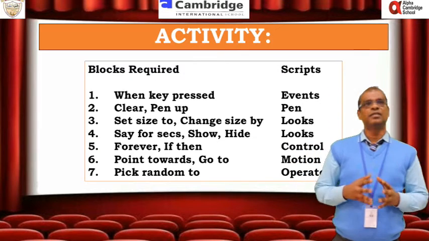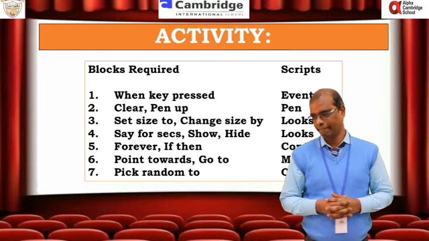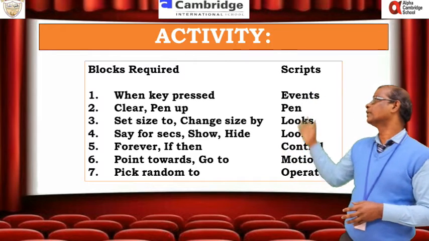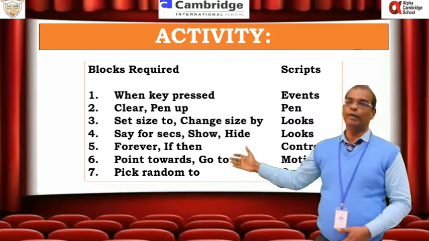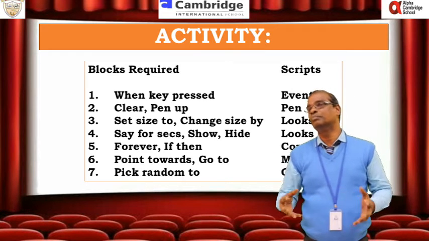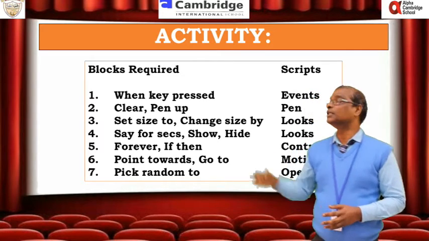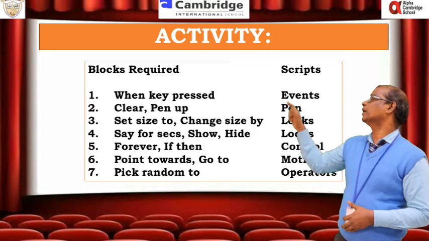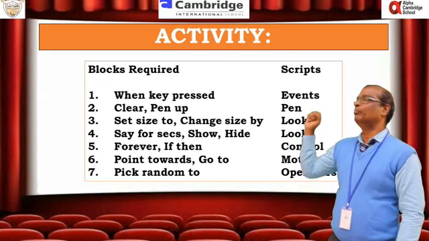So what are the blocks needed to do this work? There are 2 columns: the first one is blocks required, the second one is script. The first block we already know very well: when key pressed. It is available in Events. Clear and pen, both are available under Pen.